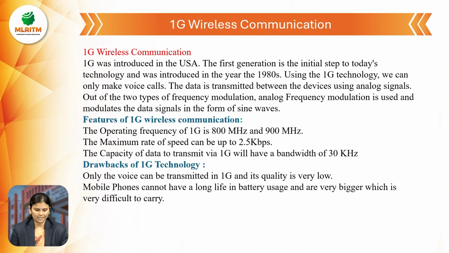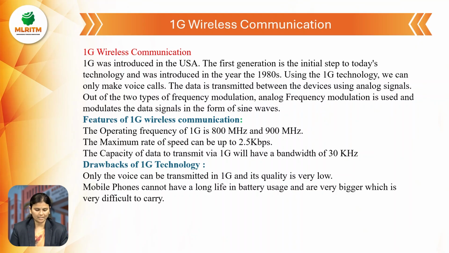1G wireless communication. The first generation was introduced in the USA. The first generation is the initial step to today's technology and was introduced in the 1980s. Using 1G technology, we can only make voice calls. The data is transmitted between the devices using analog signals. Out of the two types of frequency modulation, analog frequency modulation is used and the signal modulates the data signal in the form of sine waves only.